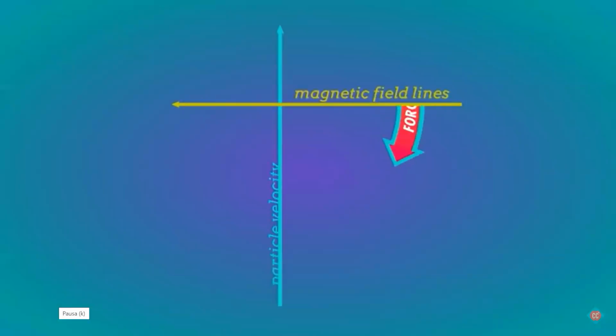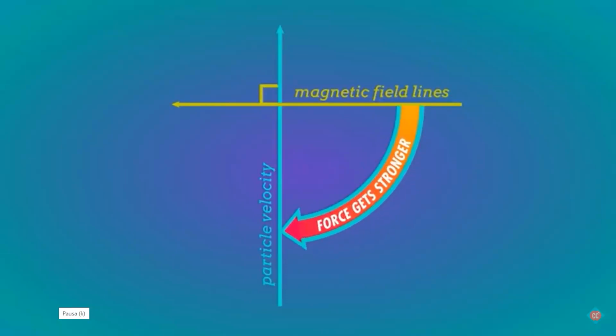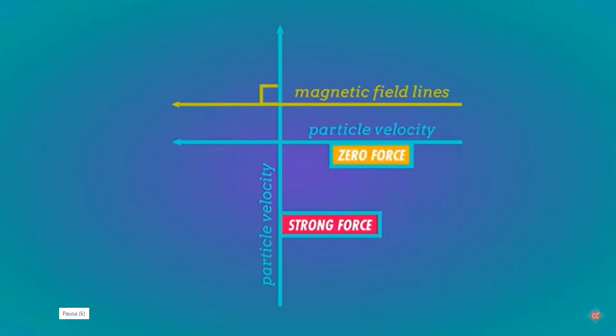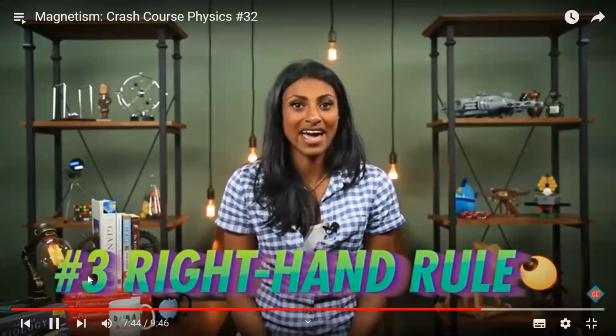First, the force is stronger the closer to perpendicular the charge's velocity is to the magnetic field lines, which means that if the charge's velocity is parallel to the magnetic field lines, there won't be any force on it whatsoever. Second, the more charge the particle has, the stronger the force. And third, the faster the particle is moving, the stronger the force. Finding the direction of this force is where the third right-hand rule comes in.